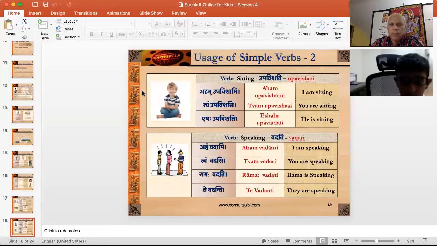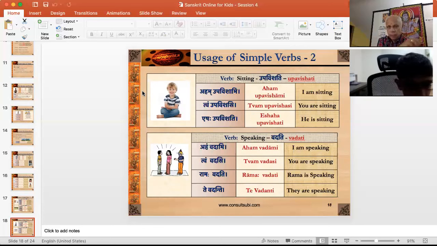Let's go and see some more example. Sitting. Upavishati means sitting. Aham upavishami. I am sitting. Tvam upavishasi. You are sitting. Yeshaha. You point out to somebody else. Upavishati. He is sitting. English, the verb is only sitting, whoever it is. But here you have 3 different verbs. Upavishami, referring to myself. Upavishasi, referring to you. And upavishati, to another person.